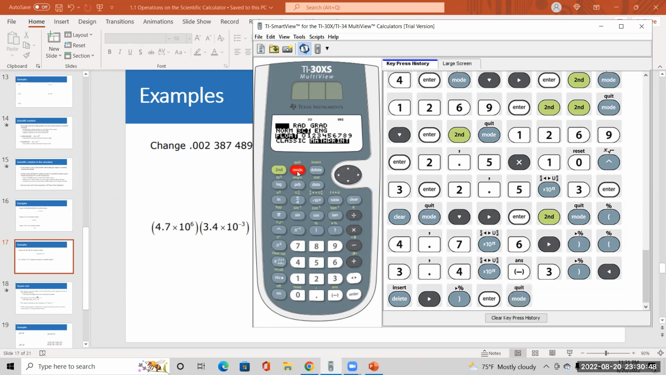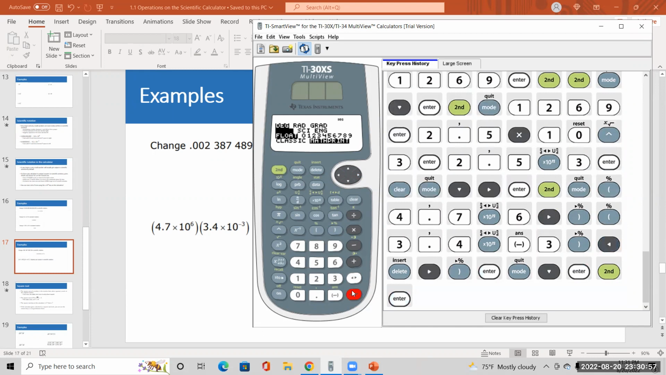Now, if we were not in scientific notation mode and we were just in normal mode, then we could enter the exact same thing again, and we would get 15,980, but it wanted it in scientific notation. So 1.51234 times 10 to the 4th.